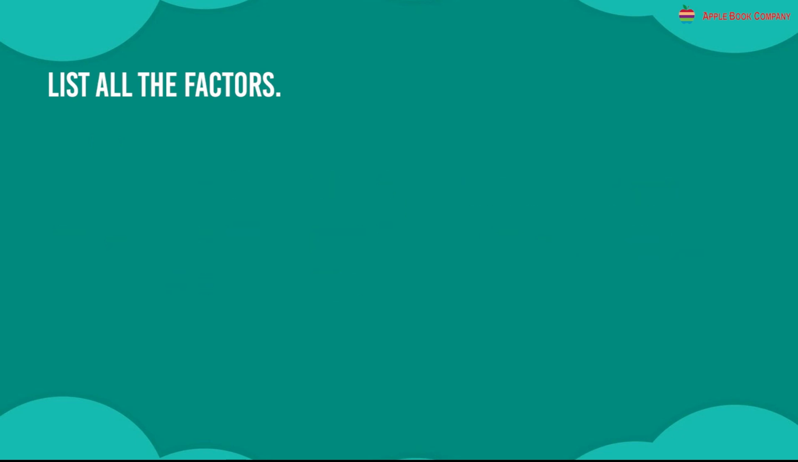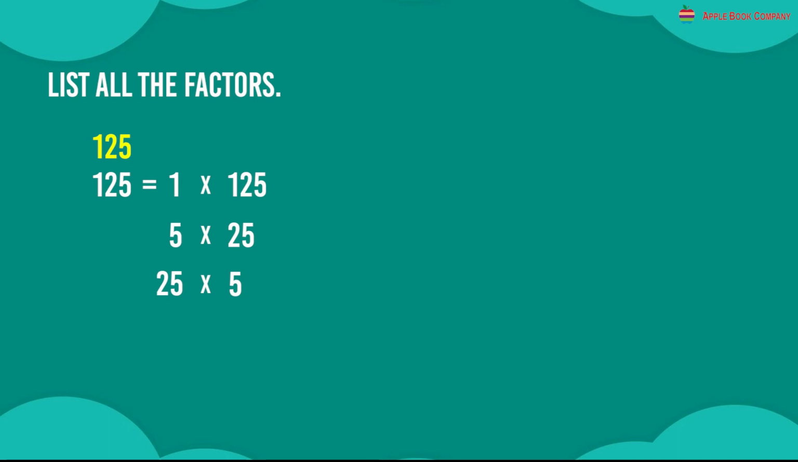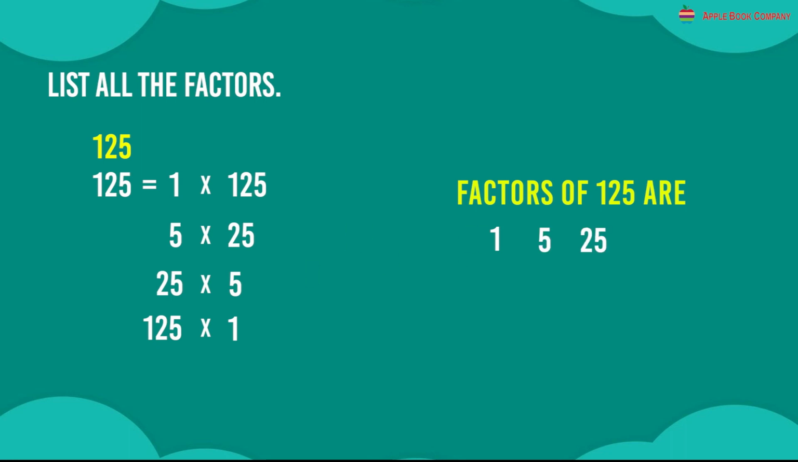Let's see another example. 125. 125 is 1 times 125, 5 times 25, 25 times 5 and 125 times 1. Therefore, factors of 125 are 1, 5, 25 and 125.